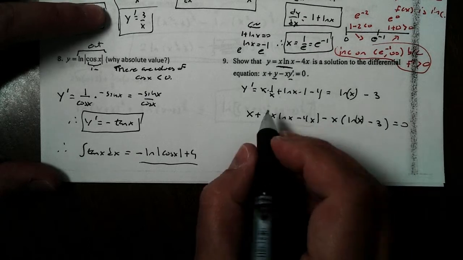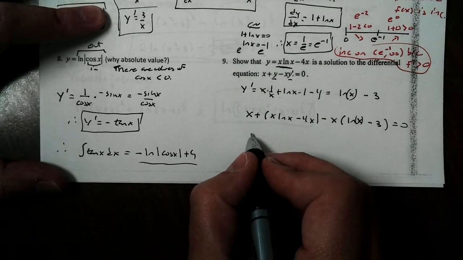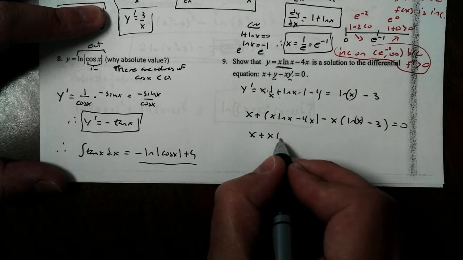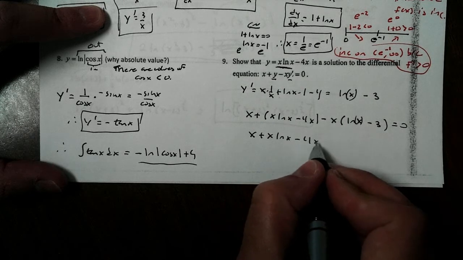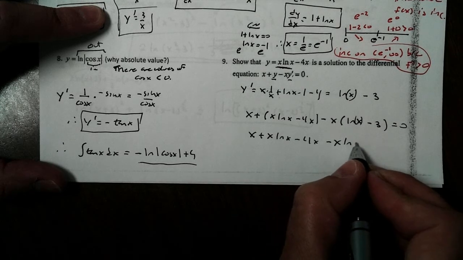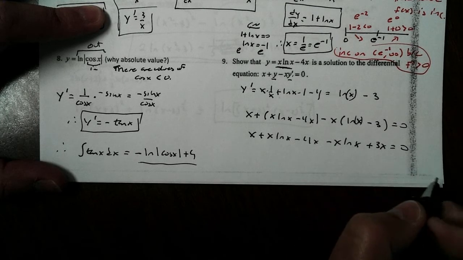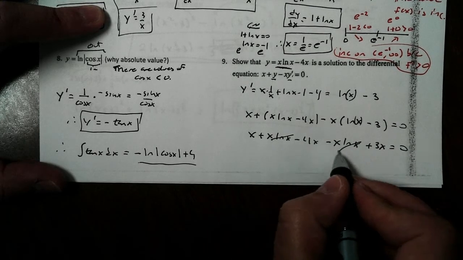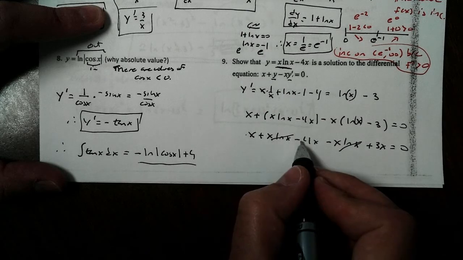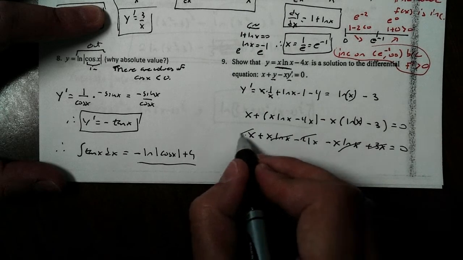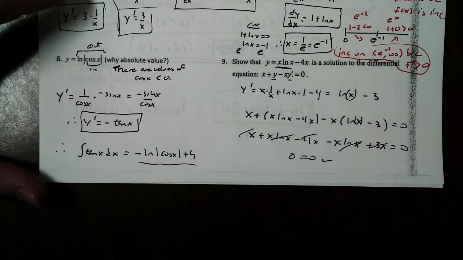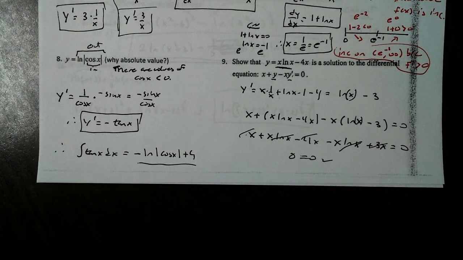equals 0. Cleaning this all up, we would get x plus x natural log of x minus 4x minus x natural log of x plus 3x equals 0. And of course the natural log of x terms cancel. The x terms are negative 4 plus 3, and those all cancel. We do get 0 equals 0. Alright, that's it. We're done.